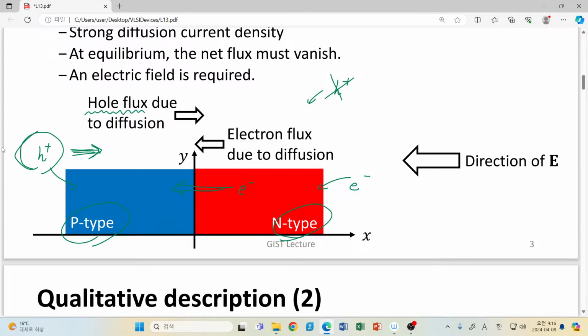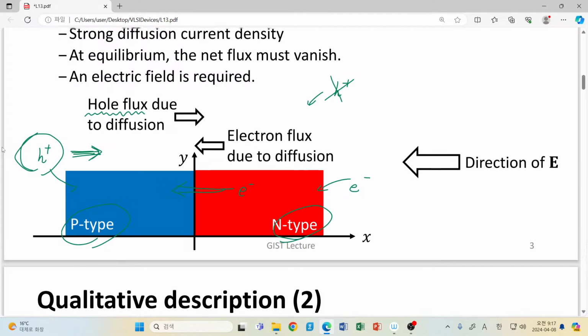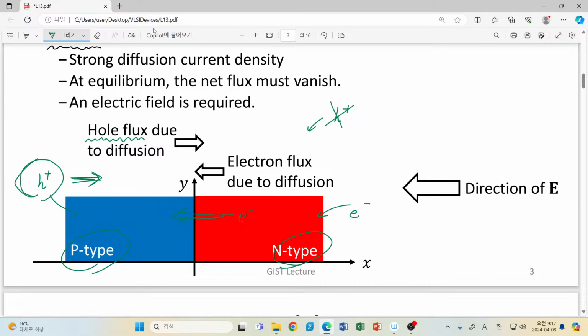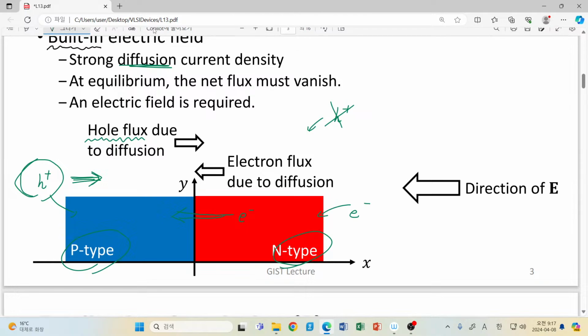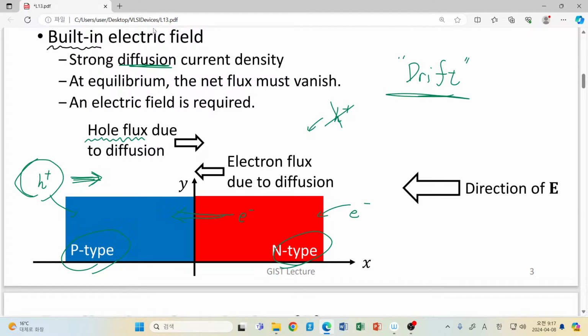One was the diffusion and one was the drift. And now we are saying that there exists a strong diffusion current for each carrier, hole and electron. Both of them try to diffuse. Then the only way to balance this strong diffusion current component is, the remaining hope is only drift. Without this drift term, there will be a net charge current.